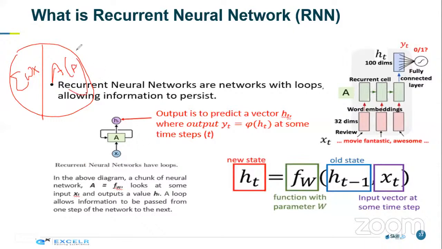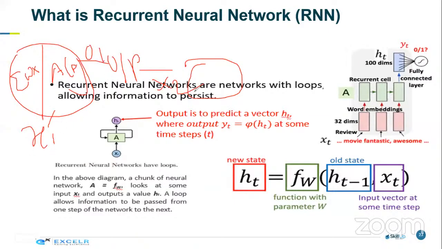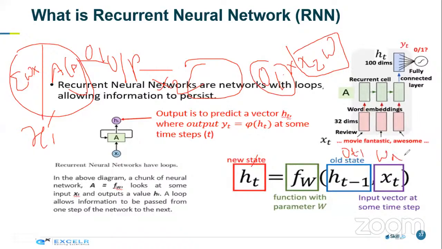The only difference is that whatever output is generated is also combined in the next operation along with x2. If this is the x1 process and x1 creates output O1, that O1 is again combined with the current input x2 and the weights. So ht depends on ht minus 1, the old state, which is the output at t minus 1, plus weights into input. This is what is happening.